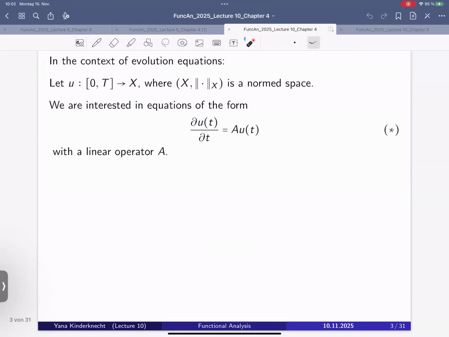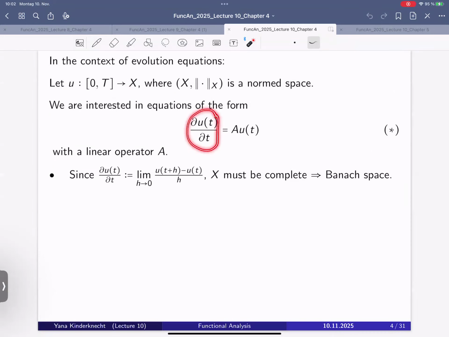So in the context of evolution equations, as it was at the previous lecture, let us consider a function from a time interval to some normed space X. And we are interested in the evolution equations of the following form, where A is a linear operator. So what is written here? The derivative with respect to time, it is something like this.